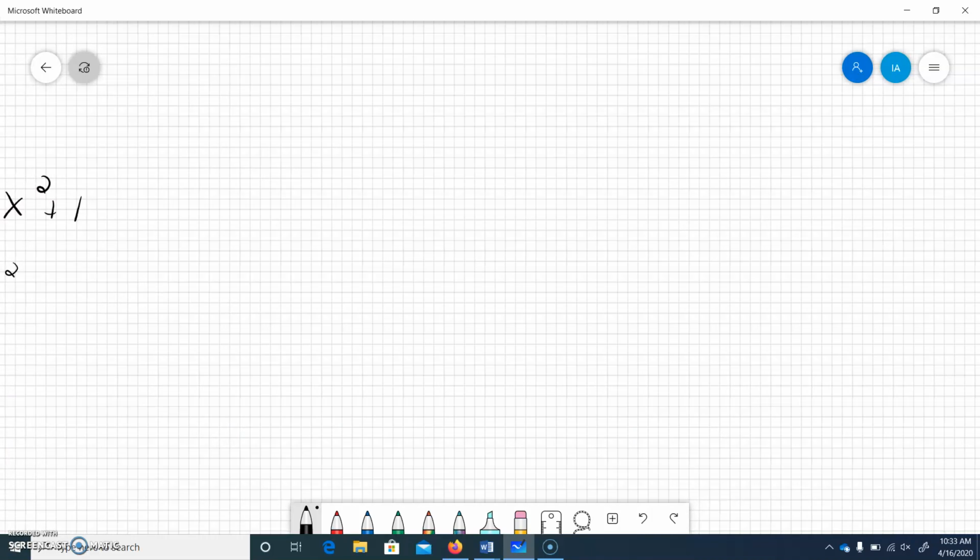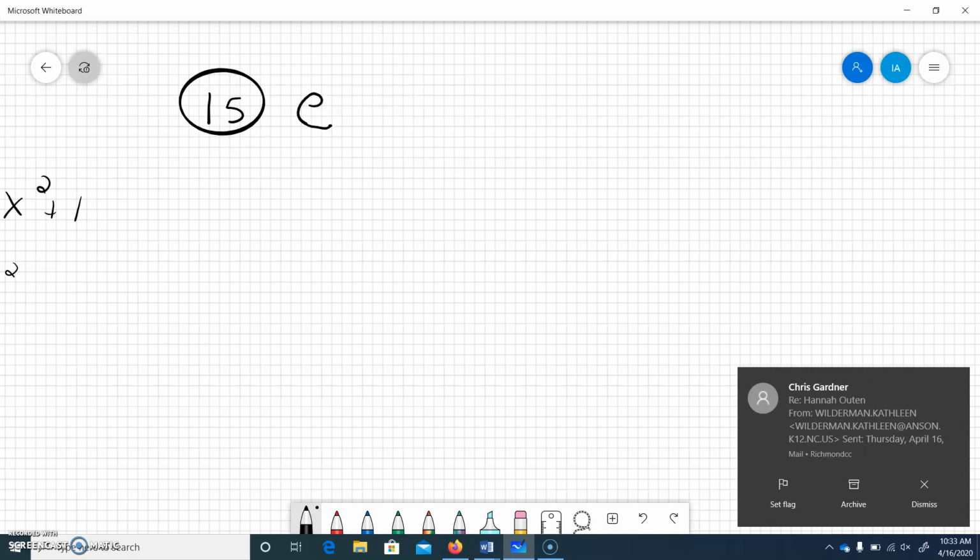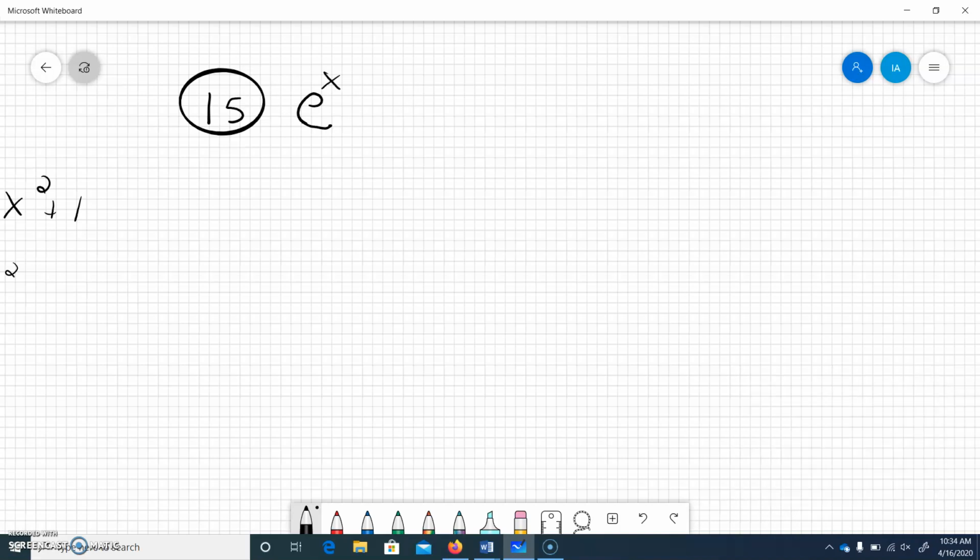So let's try another one here. There was also mentioned number 15. 15 is e to the x minus 4. And that's going to be equal to 4 raised to the 2/3 x. So this is a little different because we've got an exponential part on each side. There's a base and exponent on each side. So we can convert this to log form, but there would still be an exponent position.